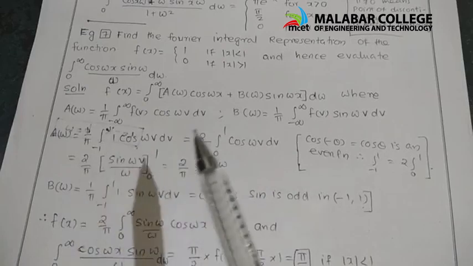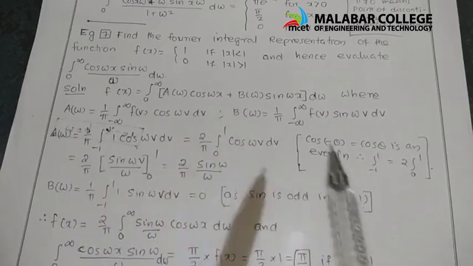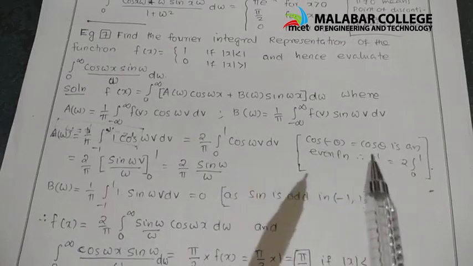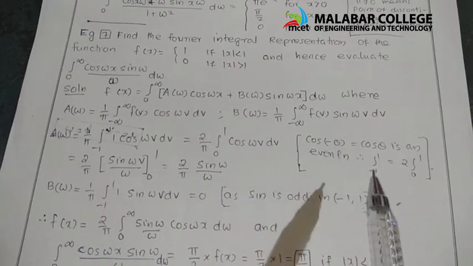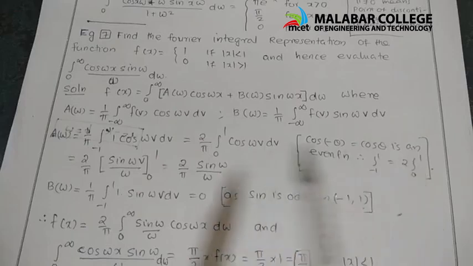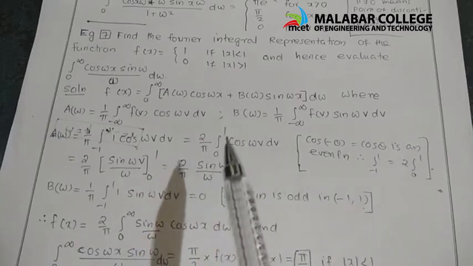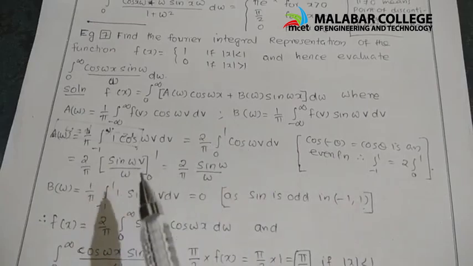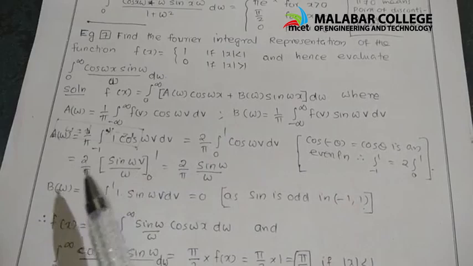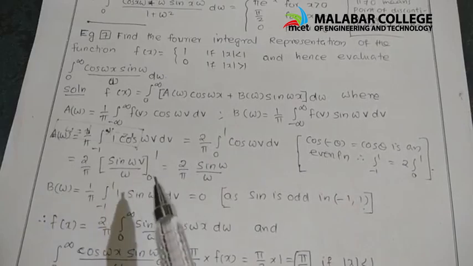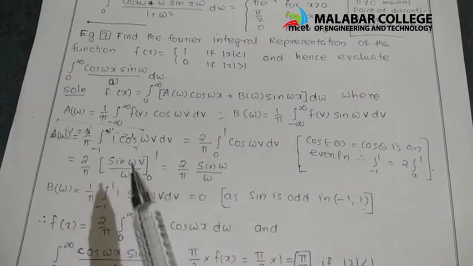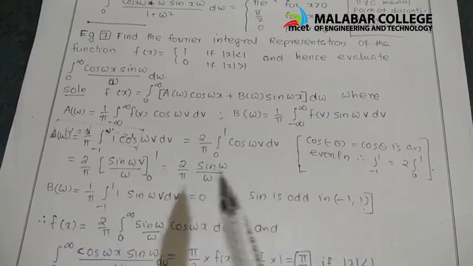As cos minus theta is an even function between minus 1 and 1, the integral from minus 1 to 1 we can write as 2 into the integral from 0 to 1. So it is equal to 2 by pi integral 0 to 1 cos omega v dv. Now we integrate cos omega v, which is sin omega v by omega, with 2 by pi outside. Upper limit is 1, lower limit is 0. Sin 1 means sin omega here, and sin 0, the next term, is 0, so no need to write.